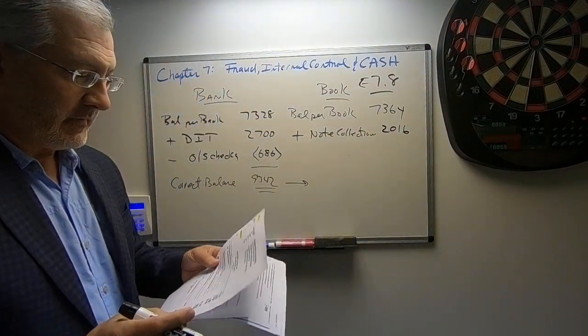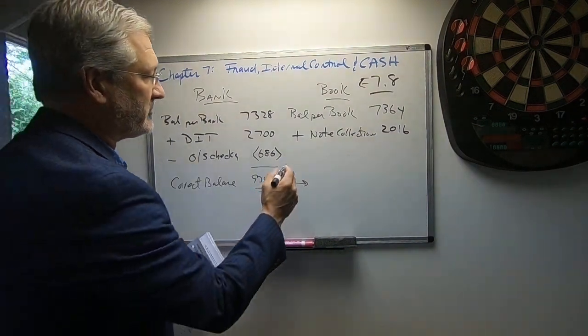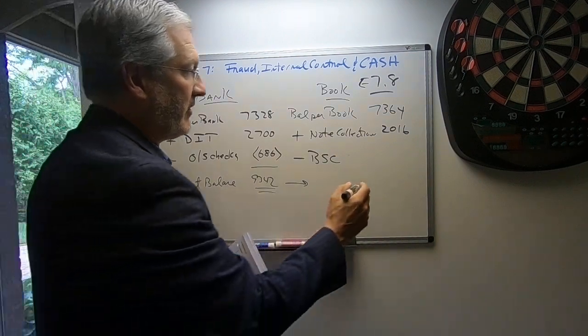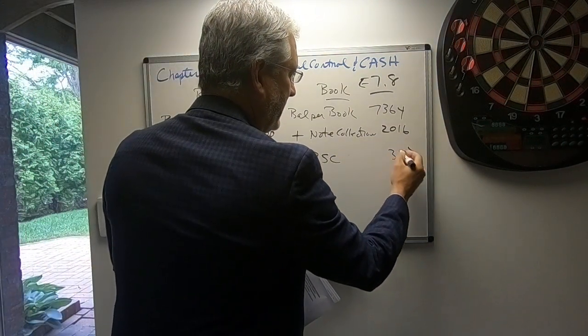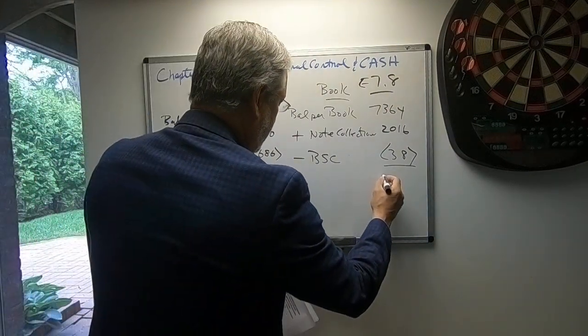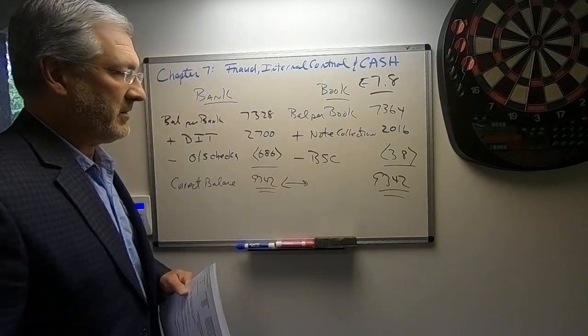And then lastly, they told us that there was a bank service charge. We're going to subtract that. BSC, bank service charge, $38. We're going to subtract that. And the balance here is $93.42. These two numbers must agree.